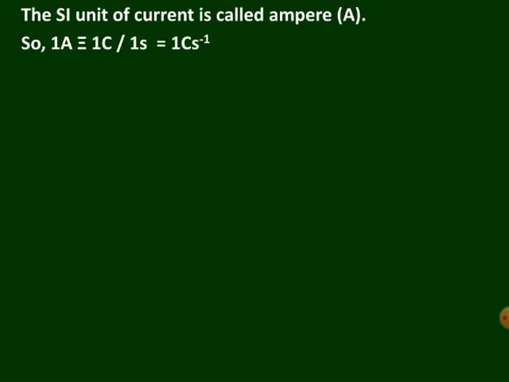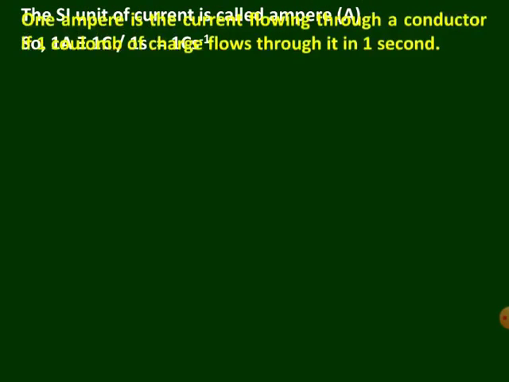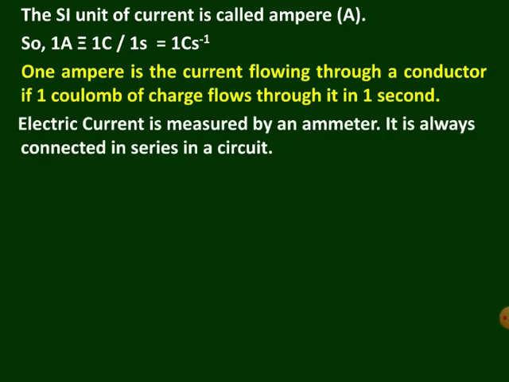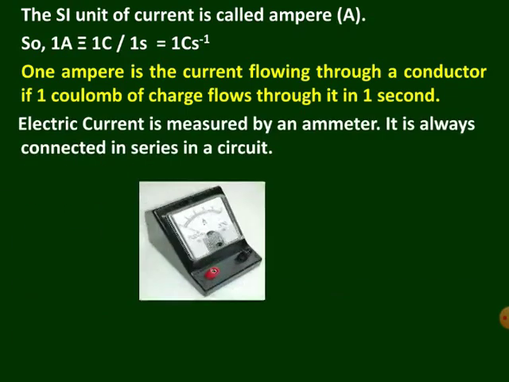So 1 ampere is equivalent to 1 coulomb per 1 second. So 1 ampere is the current flowing through a conductor if 1 coulomb of charge flows through it in 1 second. This electric current is measured by an ammeter. It is always connected in series.